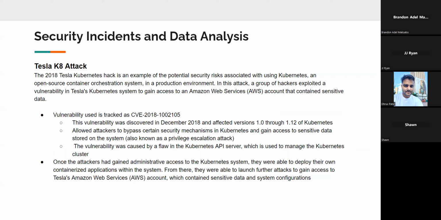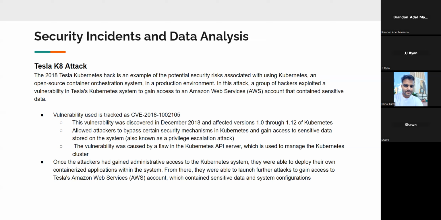The vulnerability was tracked in a CVE. This vulnerability was discovered in December 2018 and affected versions 1.0 through 1.12 of Kubernetes. It allowed attackers to bypass certain security mechanisms in K8s and gain access to sensitive data stored on the system, also known as a privilege escalation attack. The vulnerability was caused by a flaw in the K8s API server, which is used to manage the Kubernetes cluster.